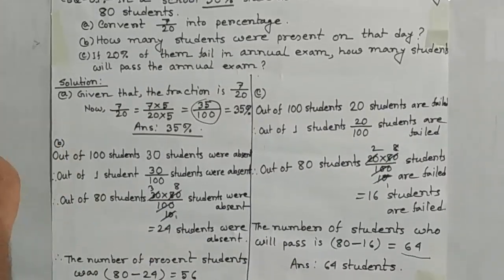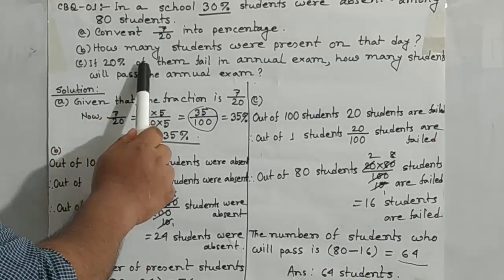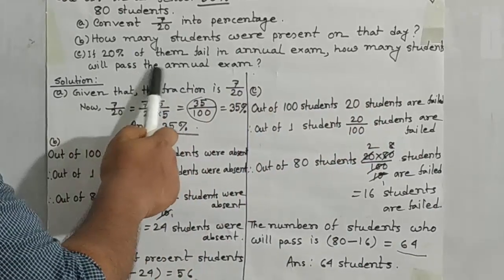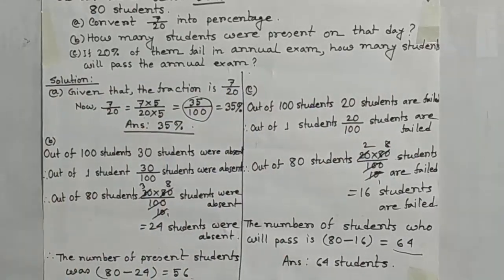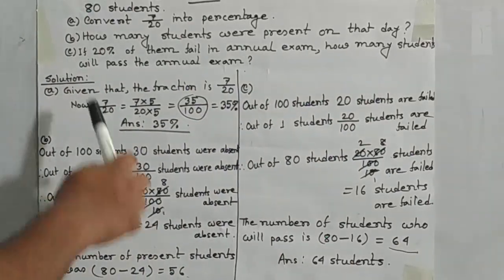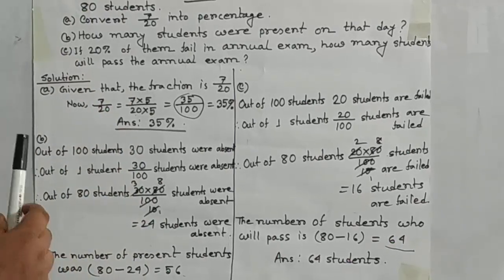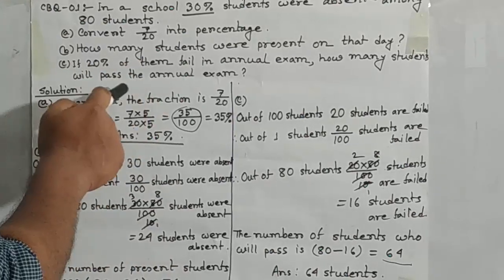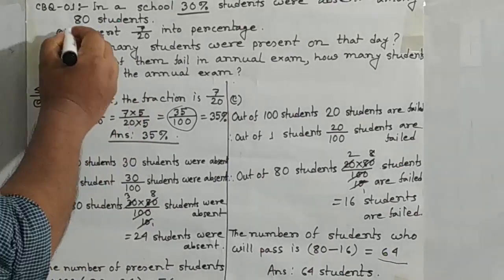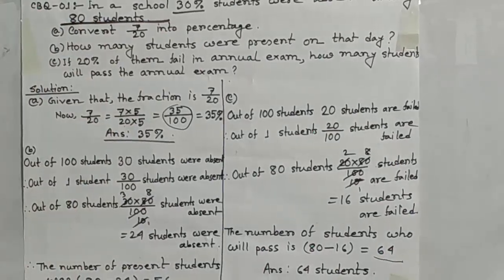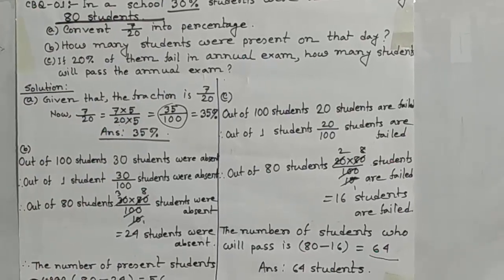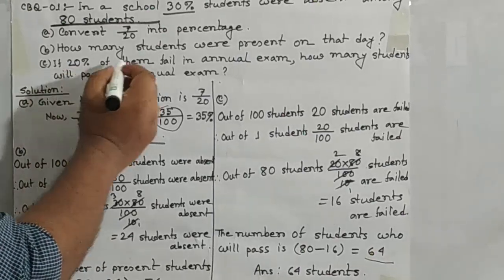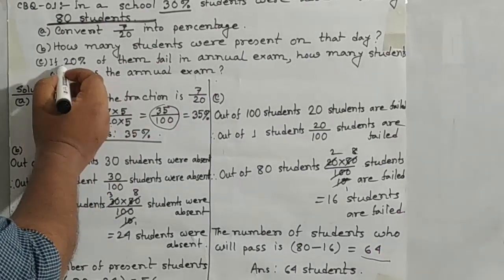Next, the third question is: if 20% of them fail in the annual exam, how many students will pass the annual exam? It is similar to B. So at first we find out the failed students in the annual exam. Then we subtract these failed students from the total students. Total students are 80. Then we get the number of passing students. So at first we find out the failed students.